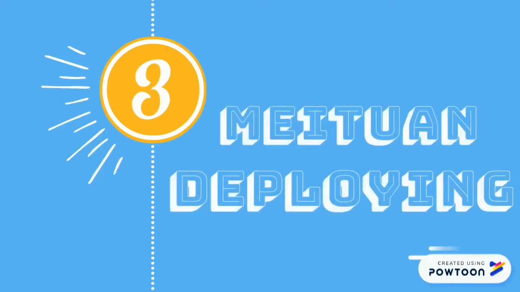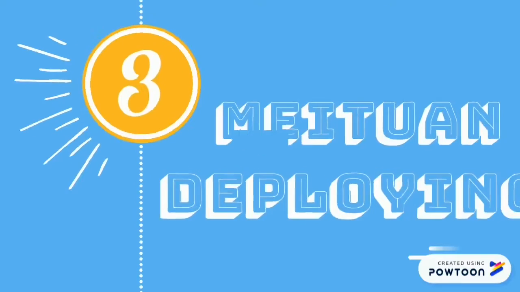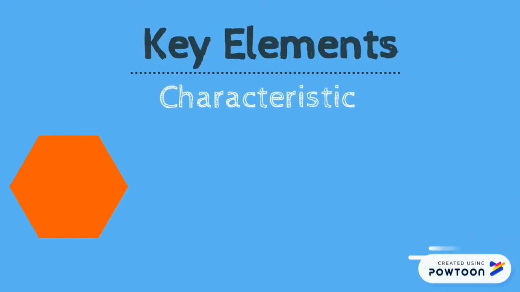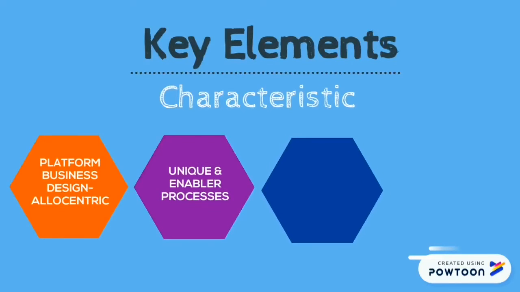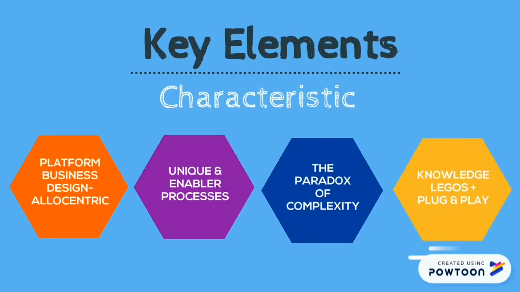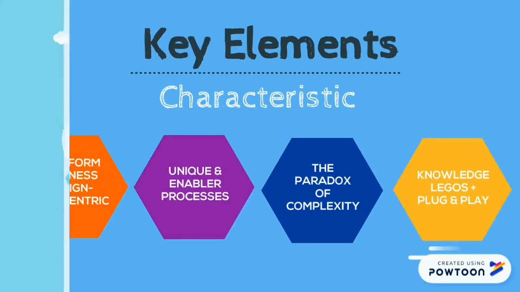The third part of Meituan is deploying. There are 4 key elements: platform business design allocentric, unique enabler processes, the paradox of complexity, and knowledge Legos plug and play.